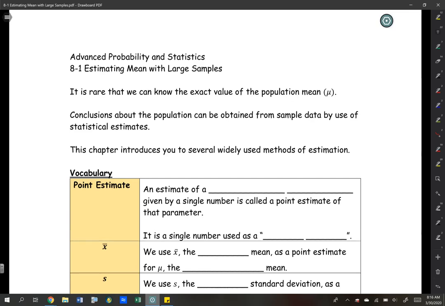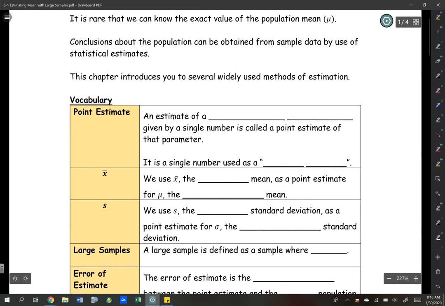All right, so today we're going to be looking at 8.1, estimating the mean with large samples. And as we've discussed many times, it's really rare that we know the exact value of the population mean. So conclusions about the population can be obtained from sample data by use of statistical estimates. And this chapter introduces you to several widely used methods of estimation.